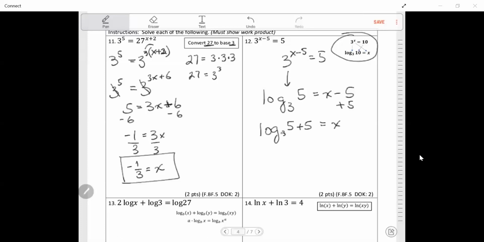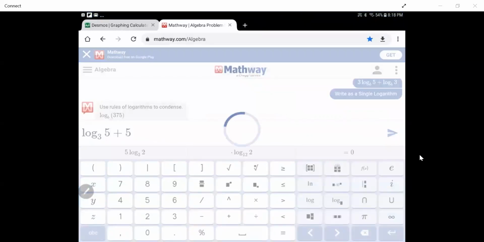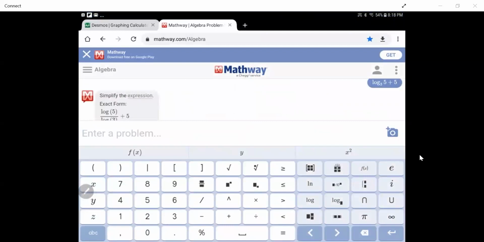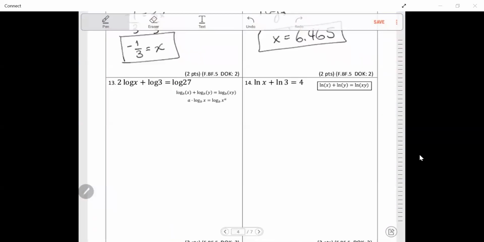Right now, so I actually have to go to my Mathway calculator and put that in. All right, so we're going to say log base 3 of 5 and plus 5. And my calculator is going to tell me, okay, so in exact form, that's what it is, but it's 6.465 rounded to thousandths. I guess it's better to say x equals 6.465. All right, so there's our answer, x equals 6.465. All right, number 13, well, we've done a couple of these already.